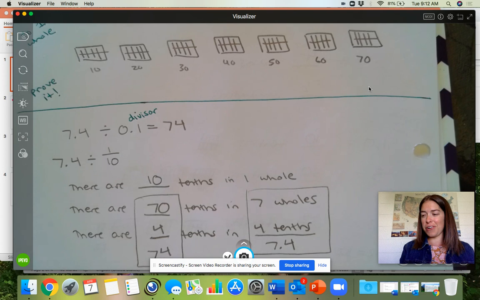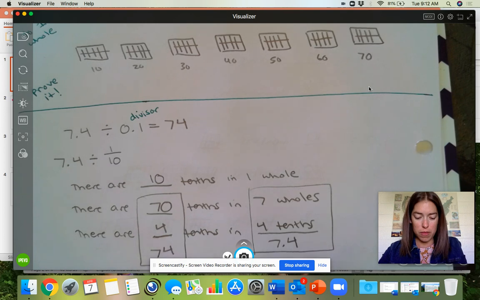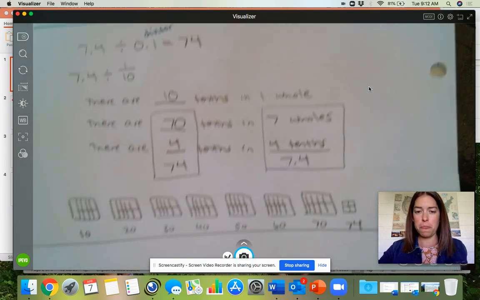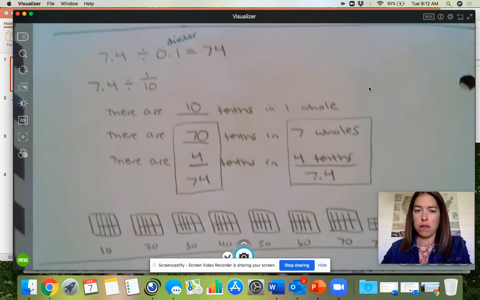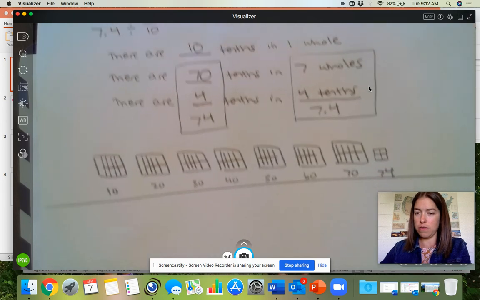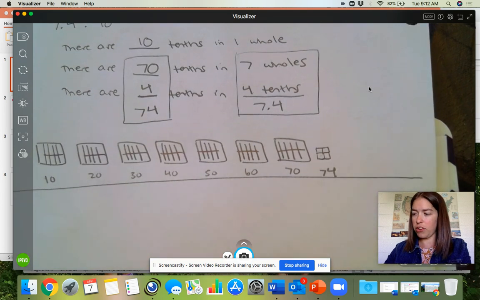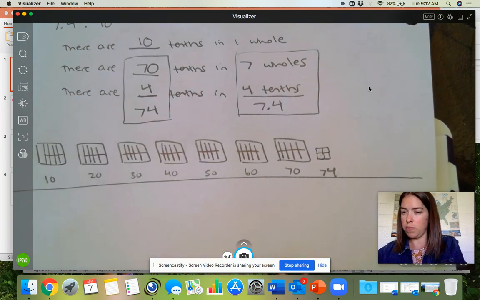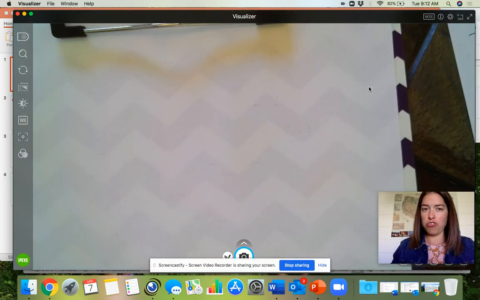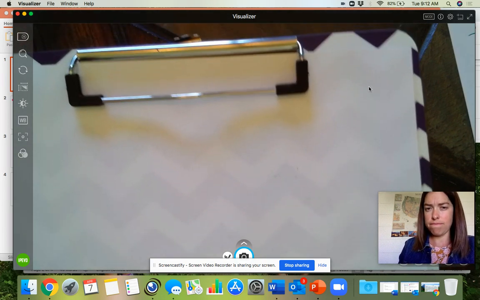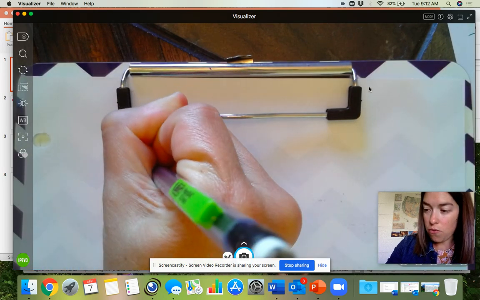All right, one more we're going to try together. Go ahead and draw a line in your paper, or if you've run out of room, go ahead and find some more room. So the last problem that we're going to try, go ahead and write it down along with me. Now we're going to try 7 divided by 100.